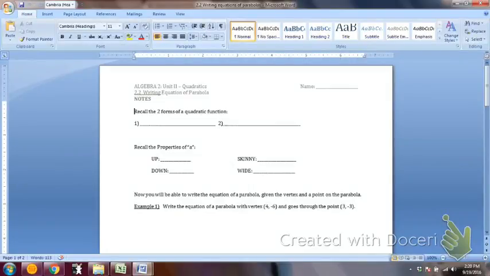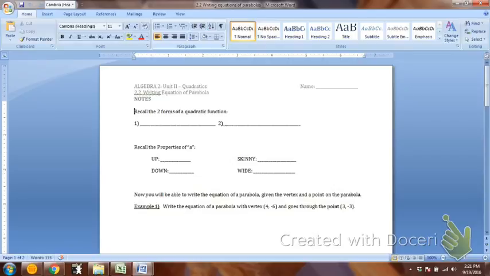All right, 2.2 is talking about how to write the equation of a parabola. So if I give you specific parts of a parabola, can you write the equation that goes with it? Now we're kind of going reverse order of graphing, right? When you were graphing, I gave you everything and you just graphed it. What if I give you the graph? Can you write the equation? That's what we're working on today.